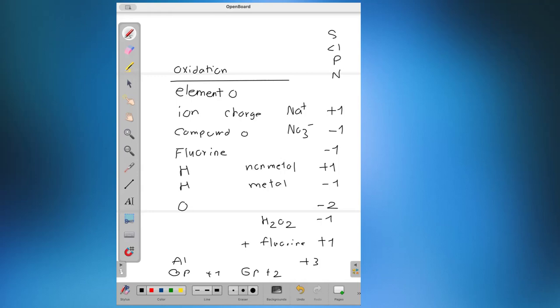I usually keep them at the end. So I usually don't try to start finding the oxidation state of them. I usually start with the things that I know and keep these until the end, because they have very variable oxidation states that change a lot.